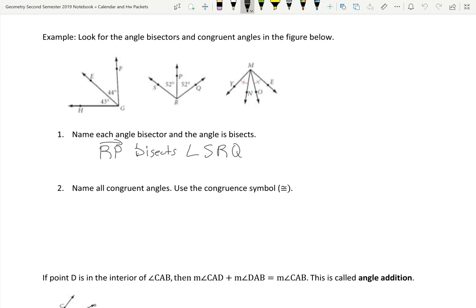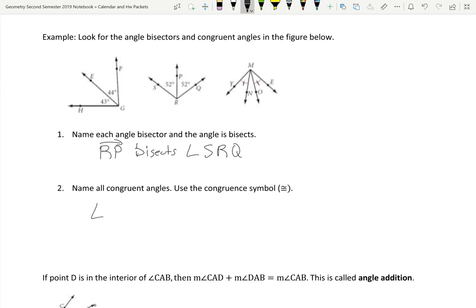The first figure, though, it's 43 and 44, right? So it's not an angle bisector. And the other one, while it has these two congruent angles, it doesn't divide any angle exactly in half. So in this case, we have one angle bisector. Name all the congruent angles.